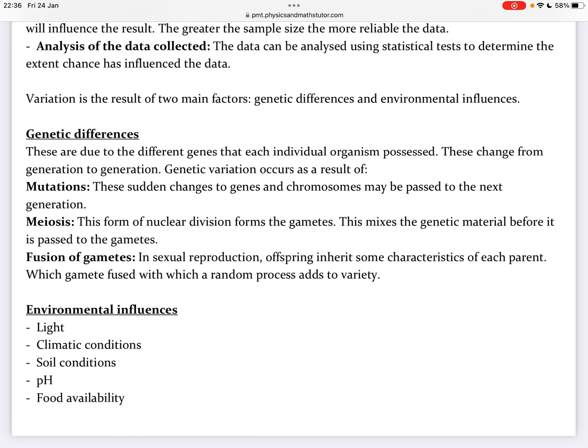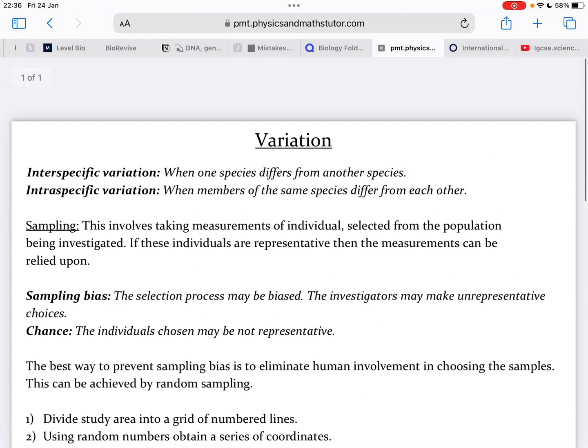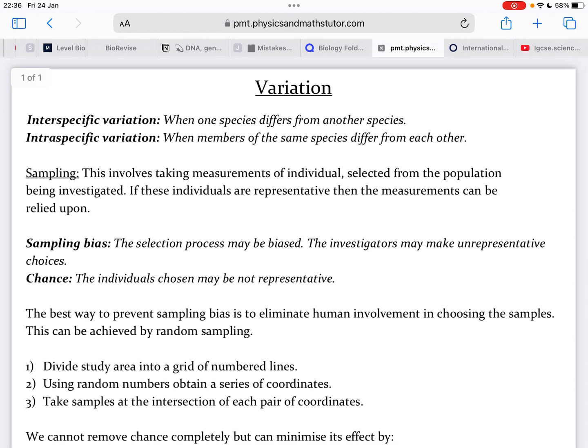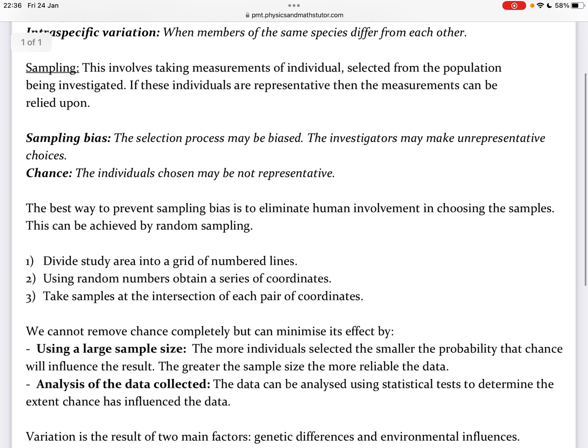Okay? And now we're done with variation. Let's just go through everything again. Variation is divided into two types: interspecific variation, where one species differs from another species, and intraspecific variation, where members of the same species differ from each other. There are types of sampling, for example random sampling. Sampling involves taking measurements of individuals selected from the population being investigated to be representative, then the measure can be relied upon. There are two ways it's not representative: either sampling bias or chance.